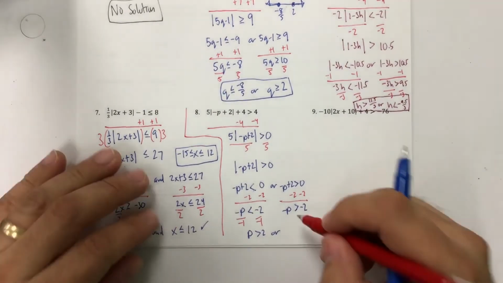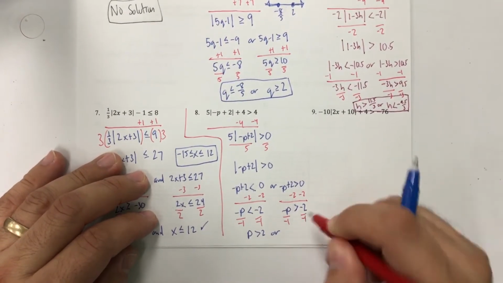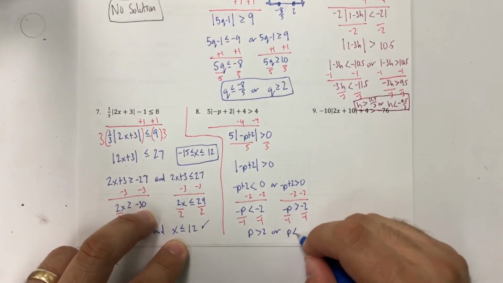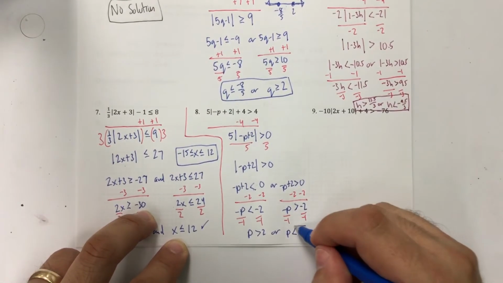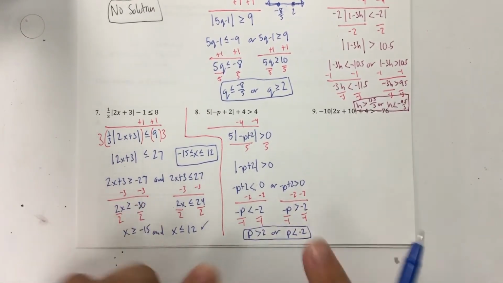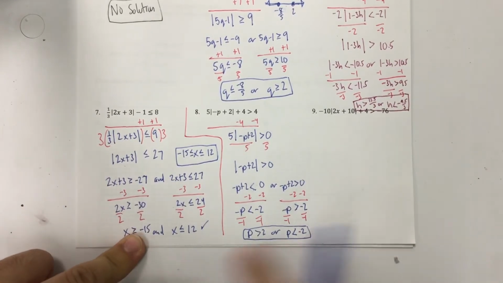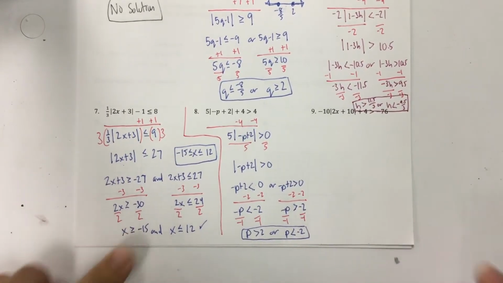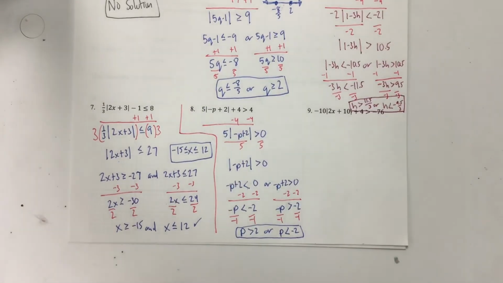And dividing by negative 1, which again flips the sign. So p is now less than negative 2. And so that would be splitting apart. Less than negative 2 goes this way, greater than positive 2 goes that way. So it'd be splitting apart. And last we have number 9.